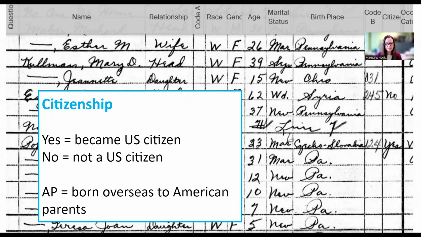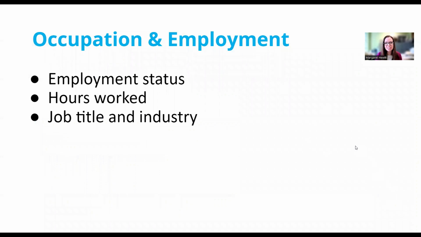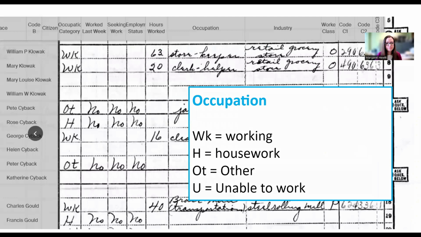citizen parents. The third section of questions has to do with occupation and employment. These are going to be categorized by questions about employment status, the number of hours worked, and the job title and industry type that they are working in. So first thing, the occupational category. That will be the very first column that we see after the citizenship questions. You're going to see a letter code there.